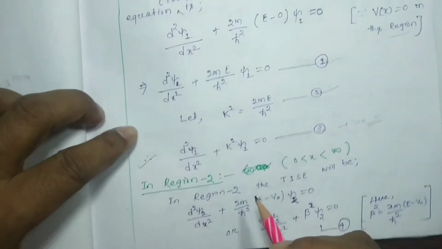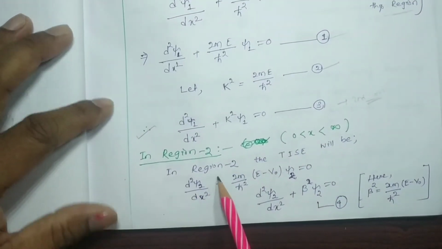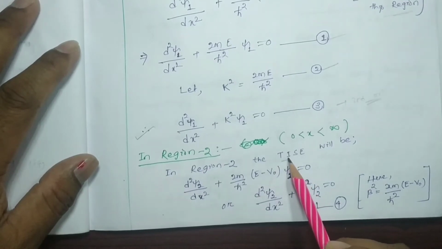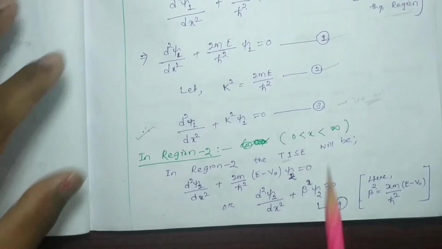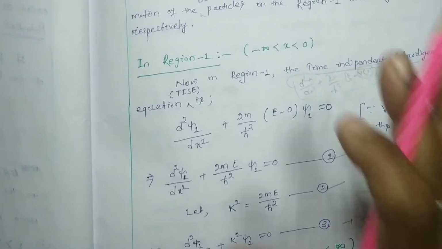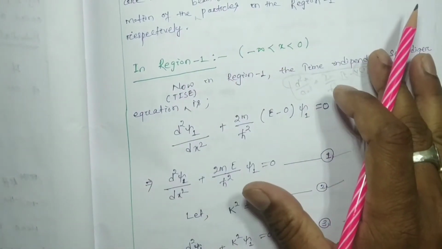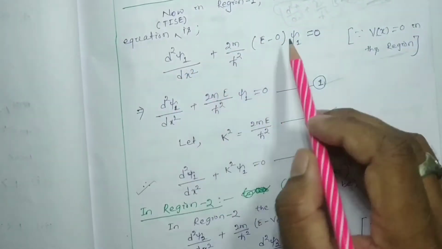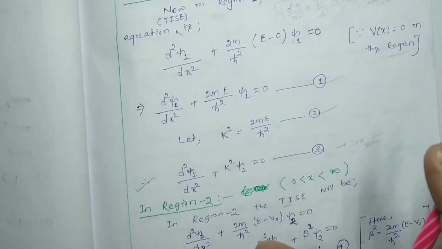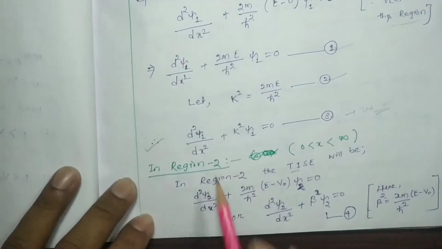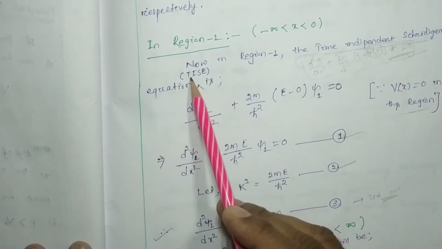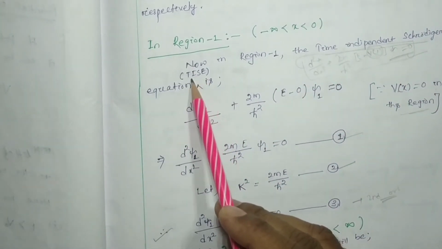Now we have to set up the Schrodinger equation for region 2, the time independent Schrodinger equation. You have to pause the video and write down the note. I'm going step by step, so you can easily write the note perfectly. So in region 2 the time independent Schrodinger equation, in short, with abbreviation, I have written TISE.